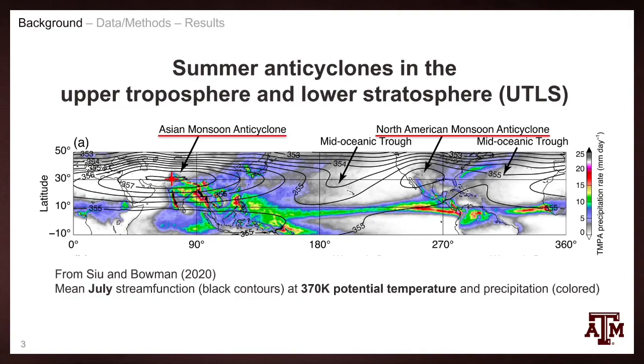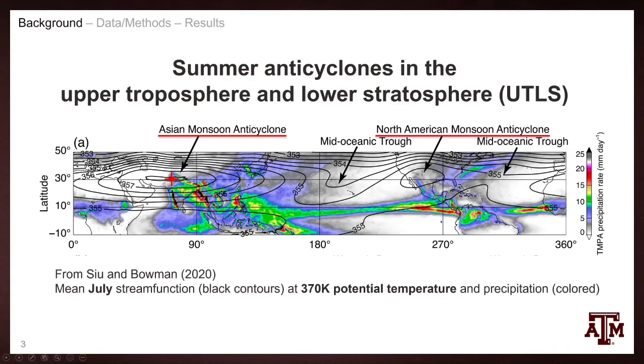Here we're looking at the mean July stream function at 370 K potential temperature. So this is usually above the tropopause. In the eastern hemisphere, you can see these enclosed contours of stream function indicating anticyclones, and it is very apparent, very strong. In the western hemisphere, there is also an anticyclone over North America, although it's much smaller.